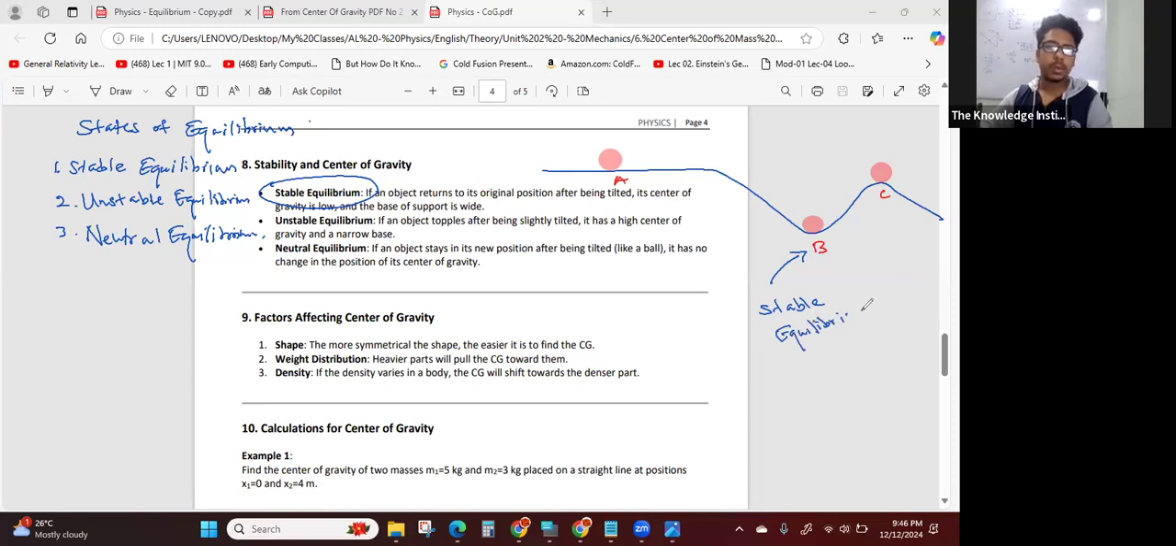And point C is very clear, it will be unstable. If you give a small displacement, it will accelerate, right? So the equilibrium breaks, so it is unstable. And if you take this ball and give a small displacement, keep it here or here, whatever place you keep it, it will stay at that place. So it's a neutral equilibrium.